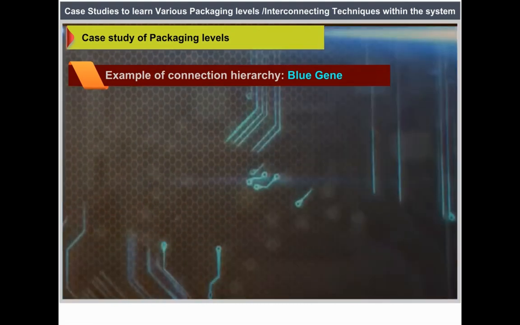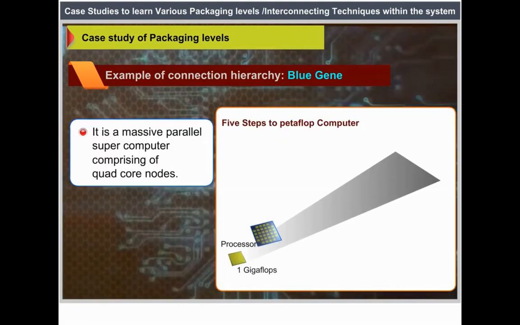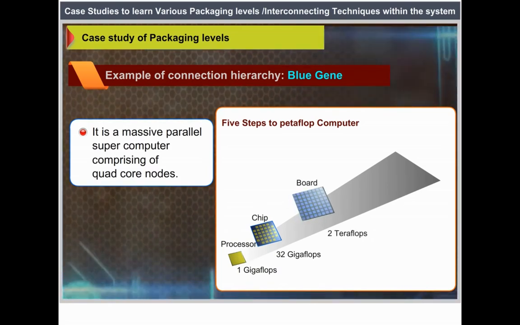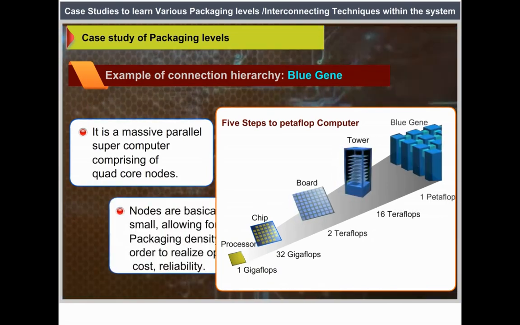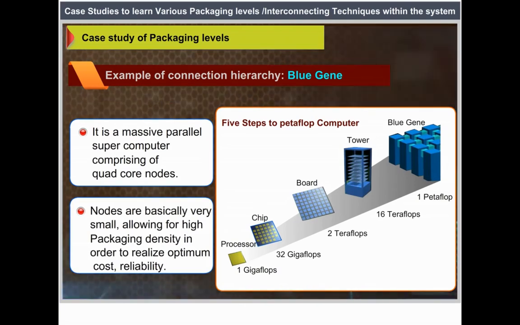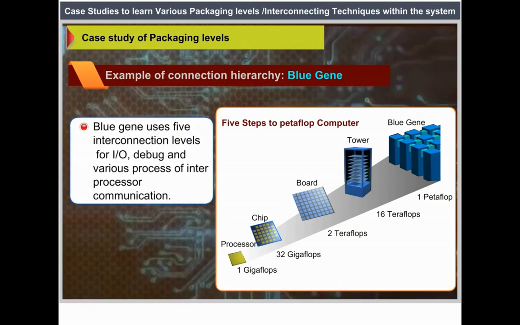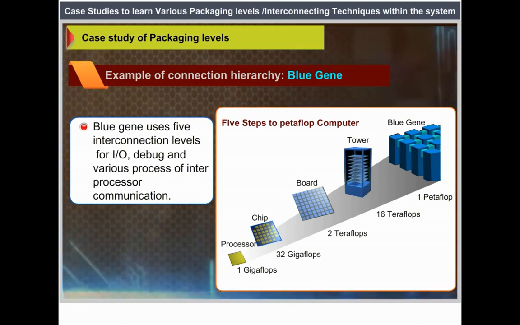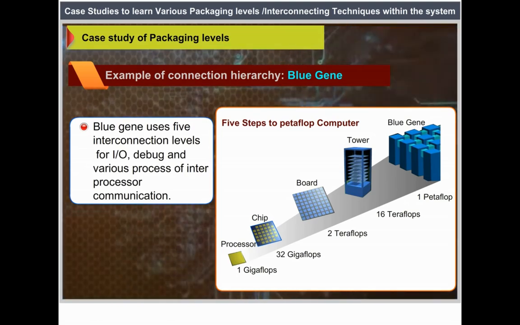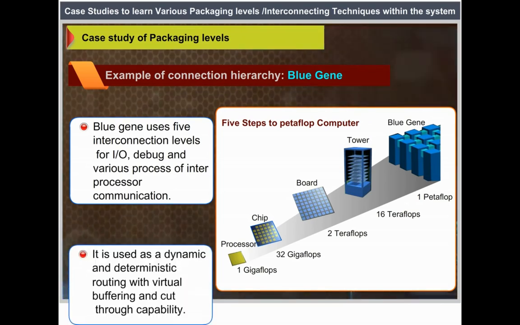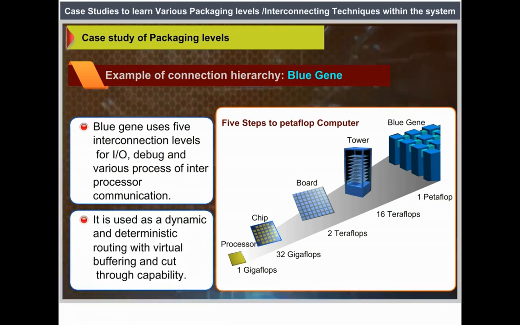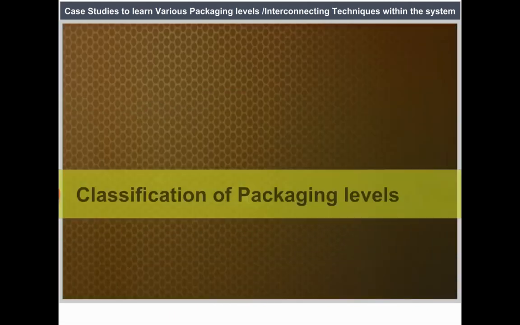Example of connection hierarchy, Blue Gene. It is a massively parallel supercomputer comprising quad-core nodes. Nodes are very small, allowing for high packaging density in order to realize optimum cost and reliability. Blue Gene uses 5 interconnection levels for input-output, debug, and various processes of inter-processor communication. It uses dynamic and deterministic routing with virtual buffering and cut-through capability.